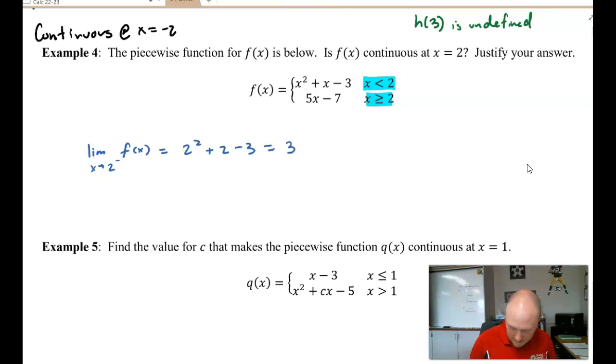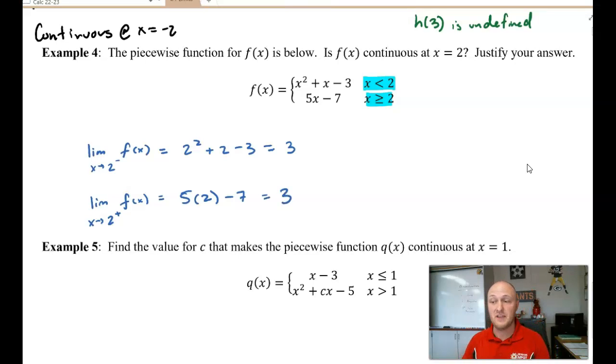All right, now I'm going to say, okay, what's the limit as x approaches 2 from the right of f of x? Well, 5 times 2, take away 7. That gives us 10, take away 7, that's 3. Okay, the limit from the left is equal to the limit from the right. So we know we don't have any jumps, okay?